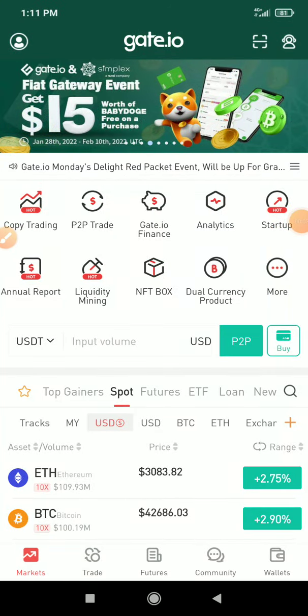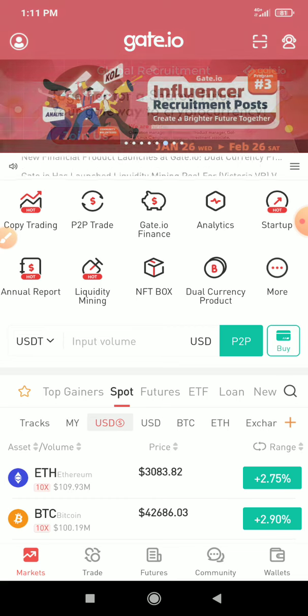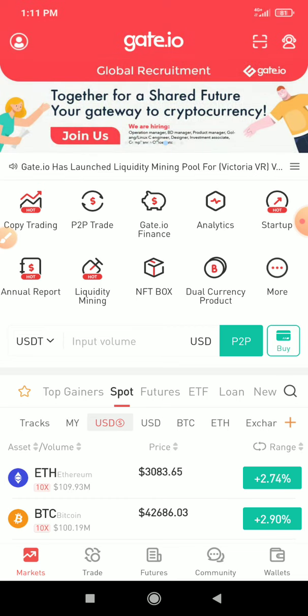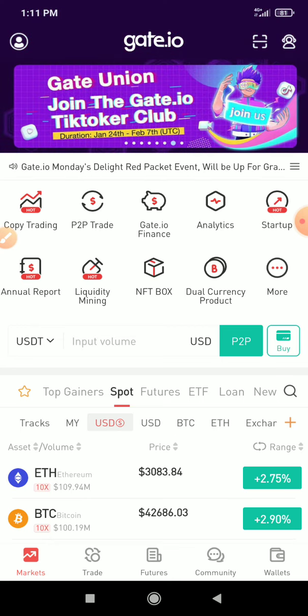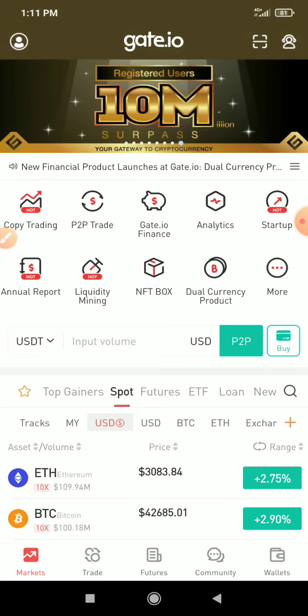I want to discuss some ETF technology, or an ETF trick. In this trick we have to elaborate everything about the ETF: how you can earn real money in the ETF. In this trick we have to use the Gate.io platform.